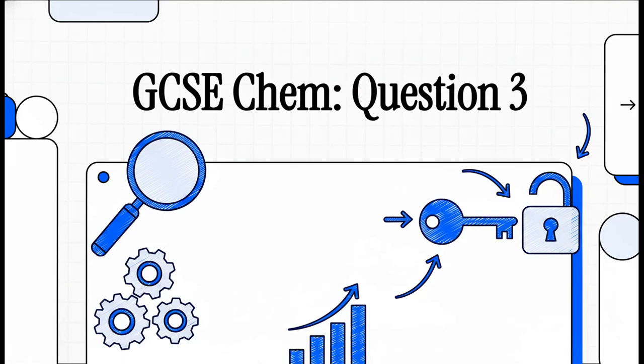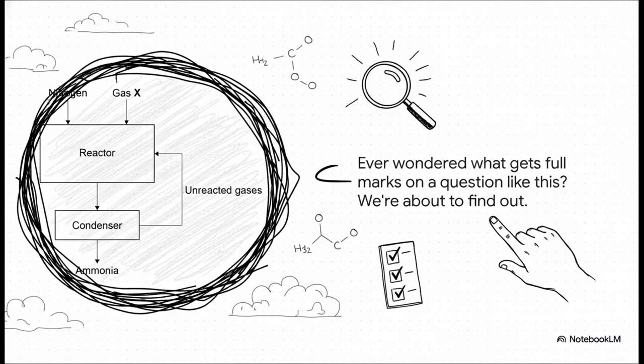All right, let's get right into it. Today, we're not just going to answer an exam question. Oh, no. We are going to crack the code. We're going to pull back the curtain and see exactly what you need to write to get every single mark. We're taking a real GCSE chemistry question, question 3 to be exact, and we're going to deconstruct it using the official mark scheme. Think of this as your all-access pass, an inside look at what the examiners are actually looking for.